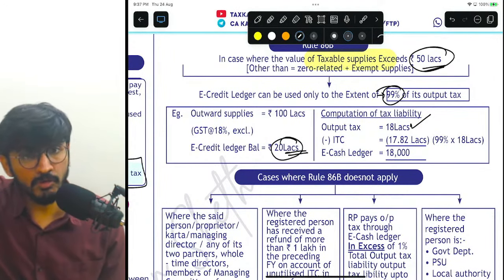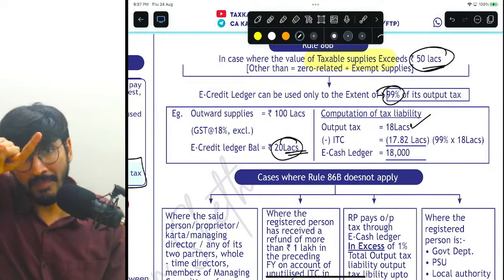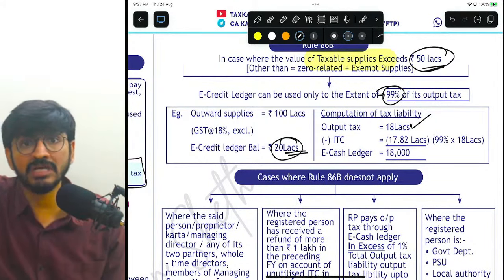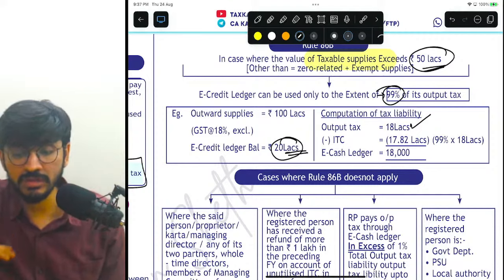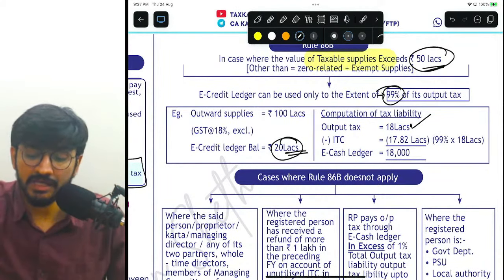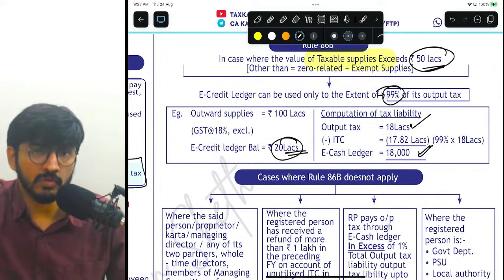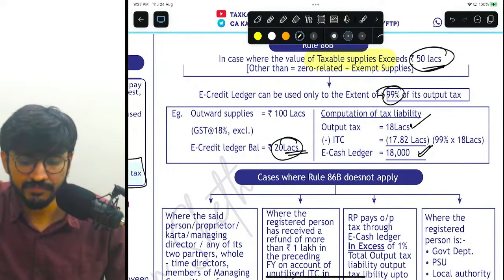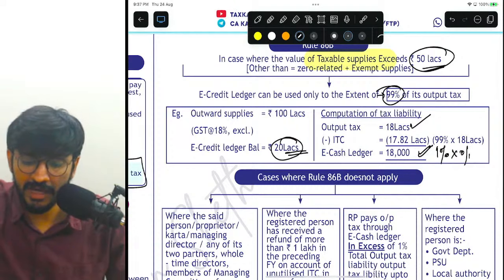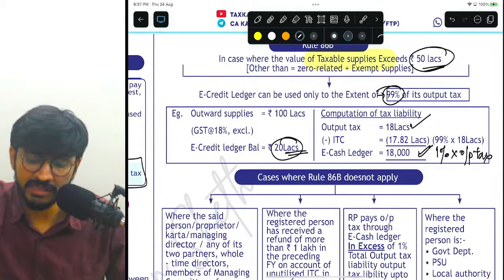Here you will only use ITC to the extent of 99% of 18 lakhs, that is 17 lakh 82,000. Got it? Correct. So now understand, my dear friends, that the e-cash ledger that you will have is only of 18,000. Are you getting it? Yes. So always you will end up paying 1% of the output tax through e-cash ledger.